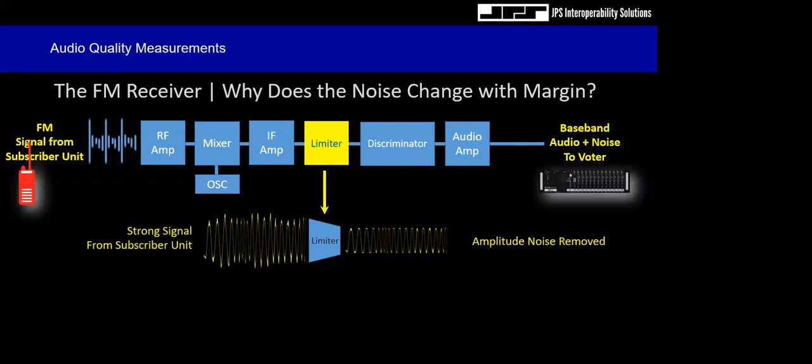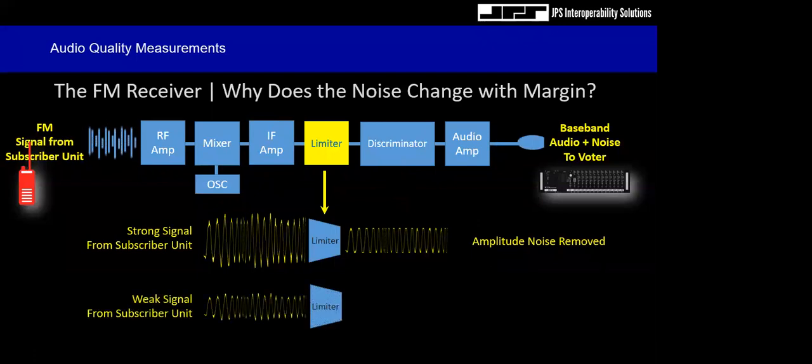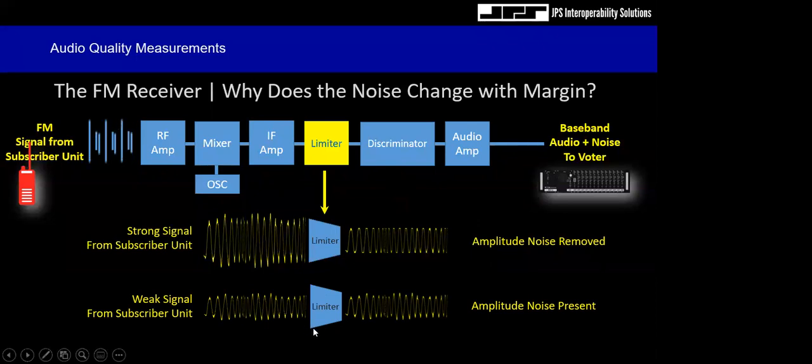All right, so let's create margin. We saw my subscriber unit moving away from my receiver site. And if I deliver a weak signal that is not fully quieted in the receiver or is below 12 dB SINAD, now the limiter no longer has the dynamic range to reform the amplitude envelope or create a constant envelope. And now the amplitude noise begins leaking into the discriminator.